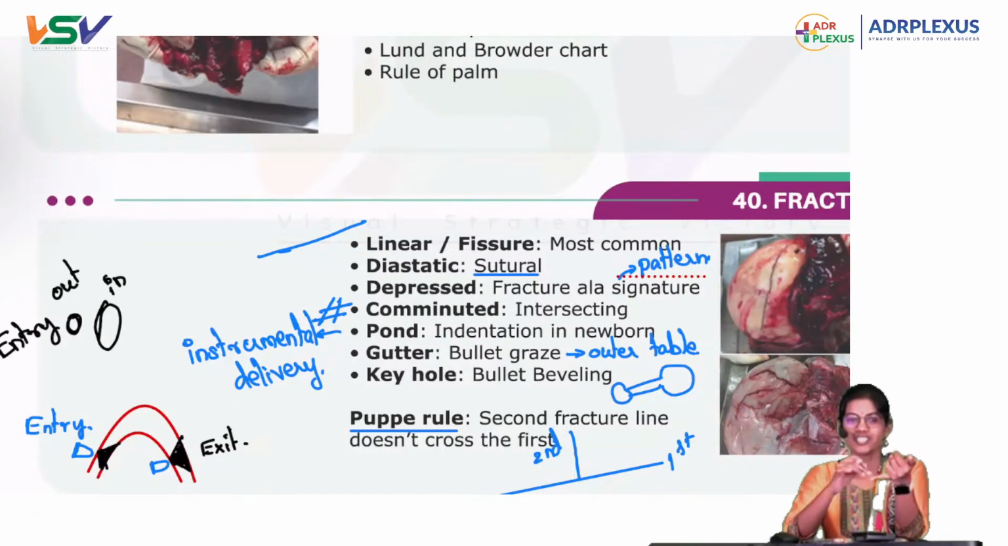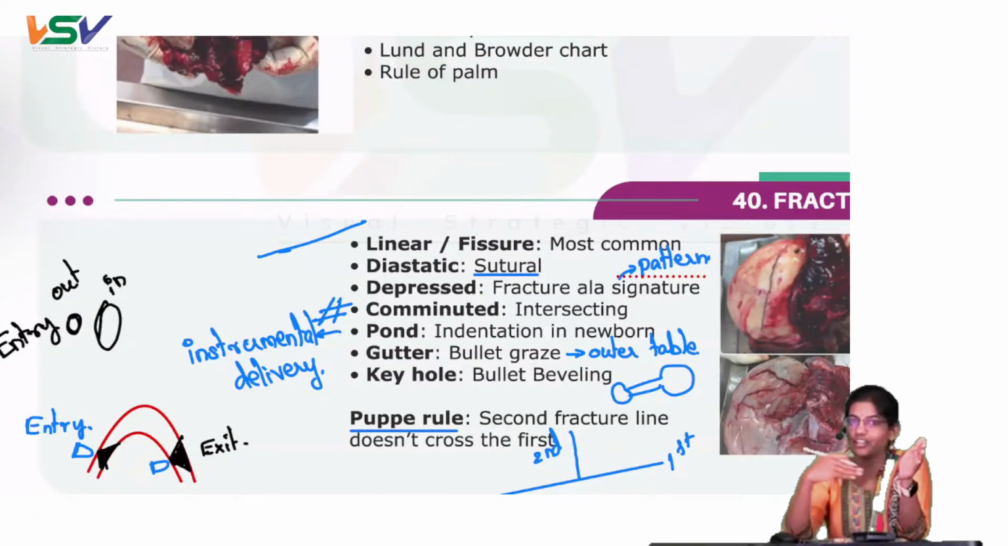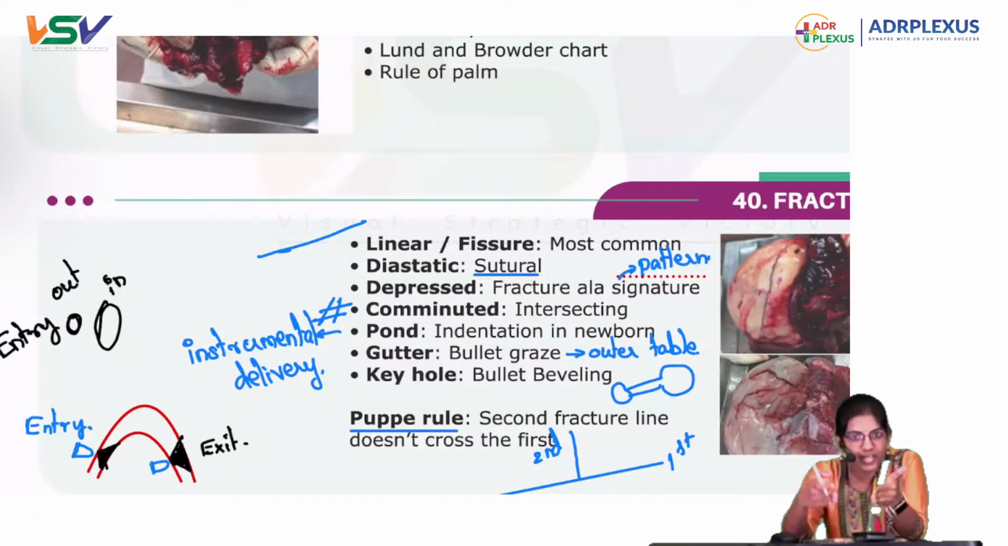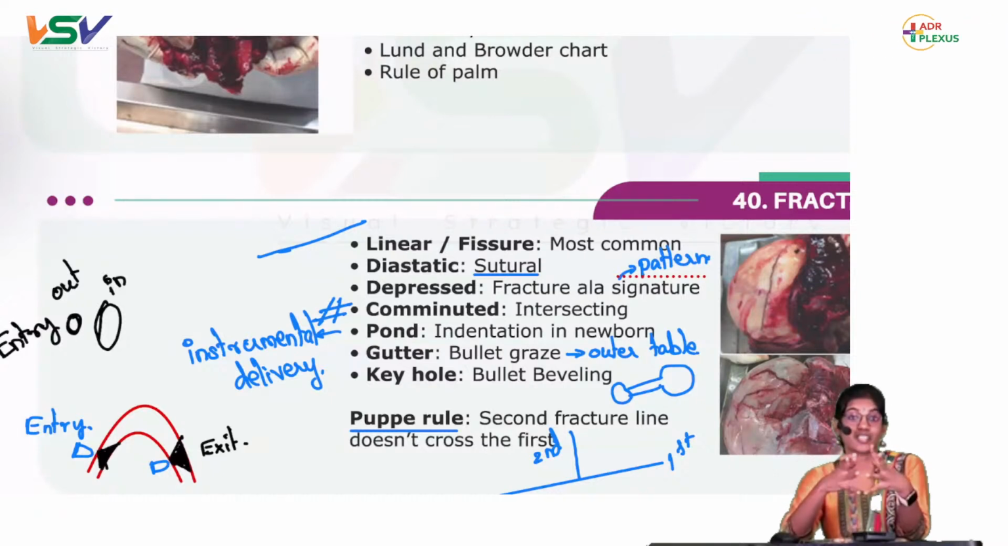So let's just revise fast. Linear, also known as fissure fracture. It's the most common type of fracture. Diastatic fractures are sutural fractures. Depressed fracture at times can produce the pattern of the weapon. It is called the signature fracture. Comminuted fractures are fractures having multiple lines which are intersecting.